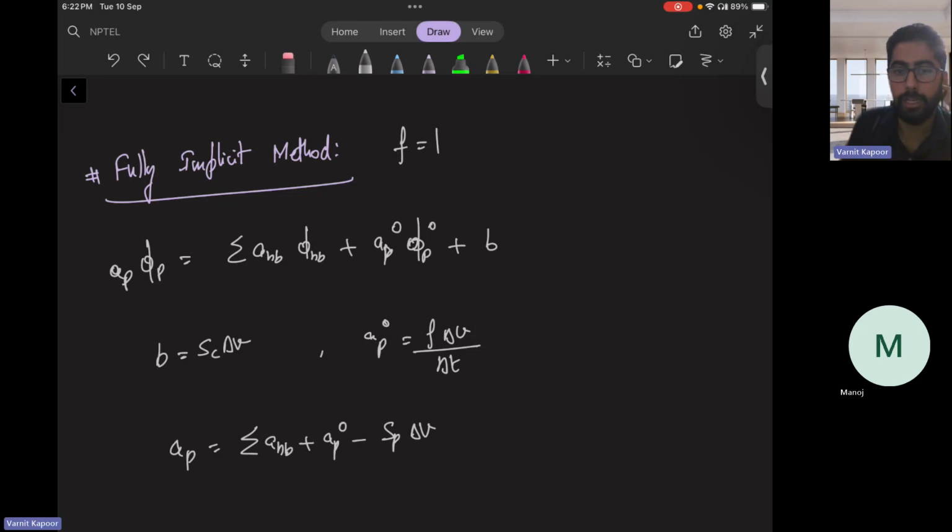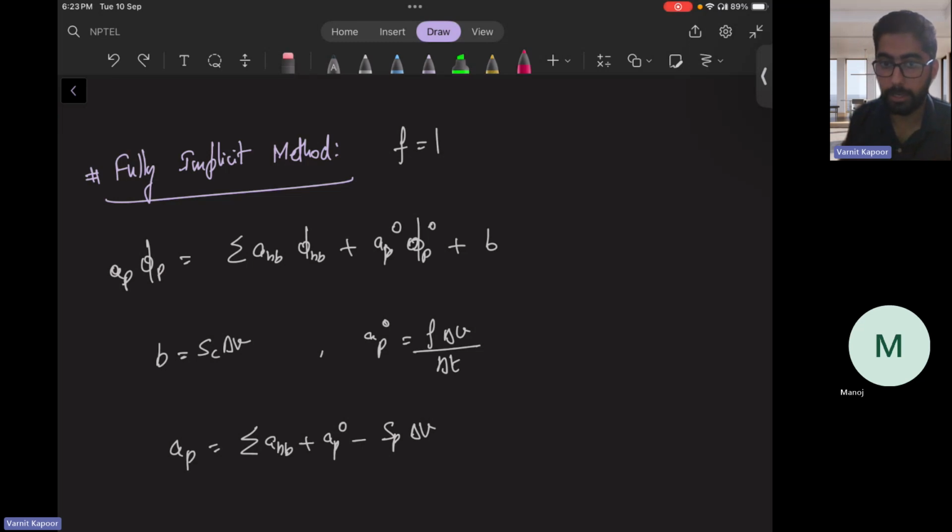And in the absence of source, if the source term is 0, this term is 0, then you are left with this equal to this. Okay. So you can say that it is bounded as well, which is just a summation of neighboring coefficients. So phiP is bounded between phiP naught and phiNB, so all the neighboring values. So implicit schemes satisfy the property of boundedness for parabolic PDEs.